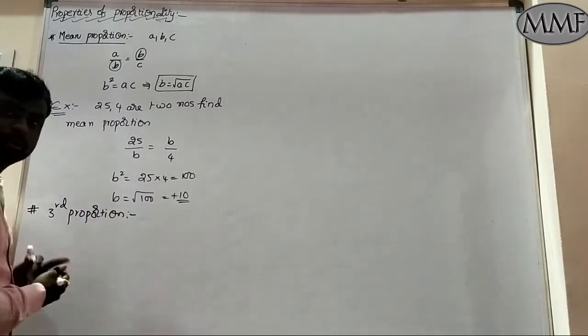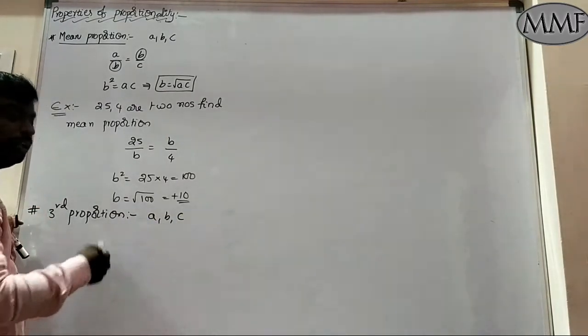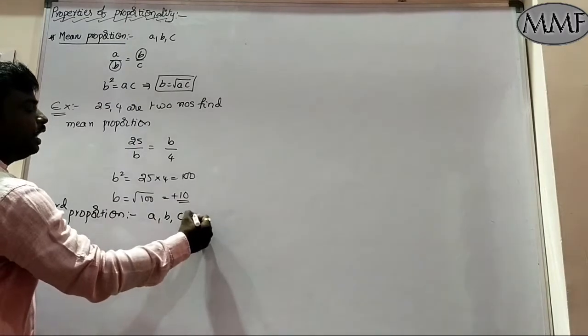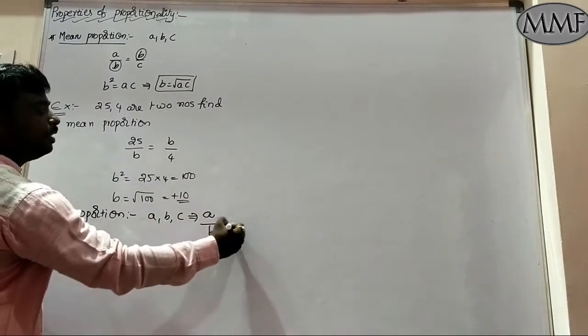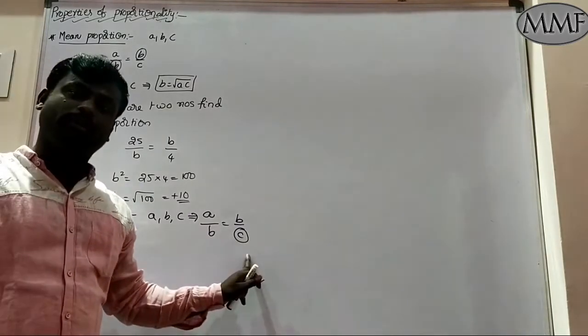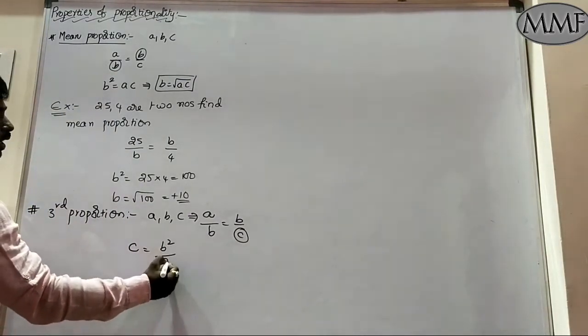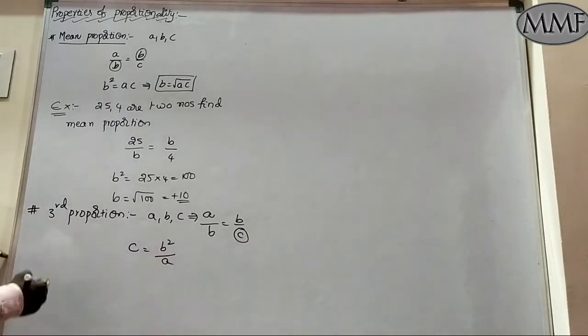What is third proportion? Very simple. If A, B, C are three numbers in continuous proportion, I can obviously say A by B is equal to B by C. Third proportion means he is asking for the third variable. How can we get it here? C is equal to B square by A. Clear?